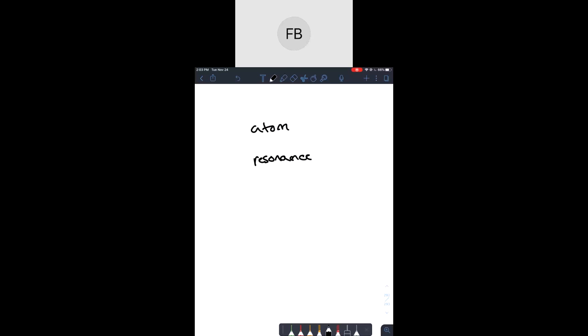what else? Was it polarity or molecular? What do you call that? Induction, inductive effect, right? Yes. Inductive effect. There's one more. Hybridization. 1 is atom, 2 is resonance, 3 is hybridization.